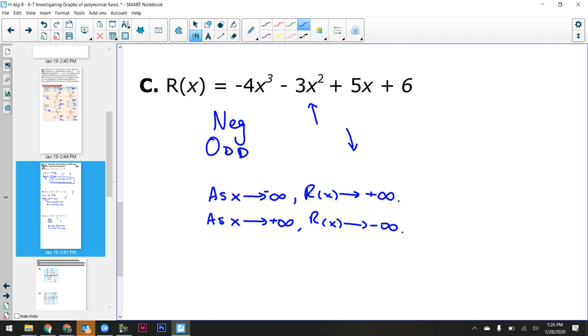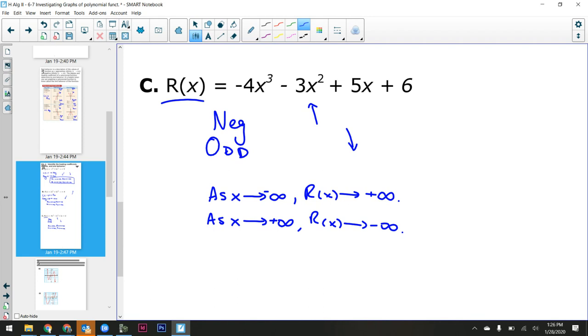Questions about that? Why do you keep changing the letters? Like it's r of x. Just to be fancy. No, that's where this came from. Oh, I see, he's got it now. Questions?